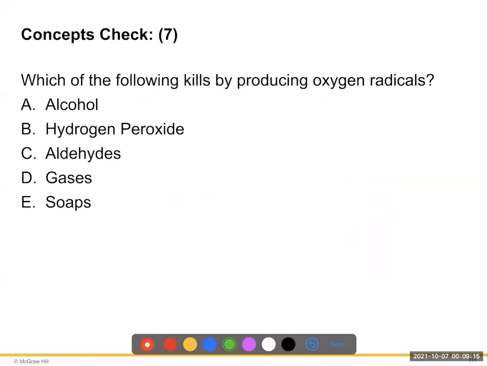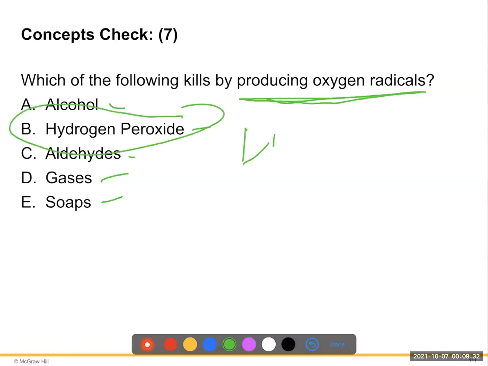Okay. Which of the following kills by producing oxygen radicals? What produces oxygen that will kill anaerobes? Would it be alcohol, hydrogen peroxide, aldehydes, gases, or soap? Which one of those produce oxygen? Peroxide. Peroxide, you got it. Hydrogen peroxide.